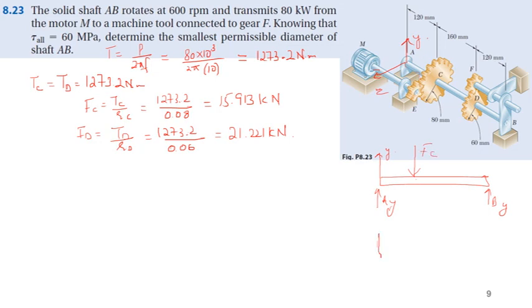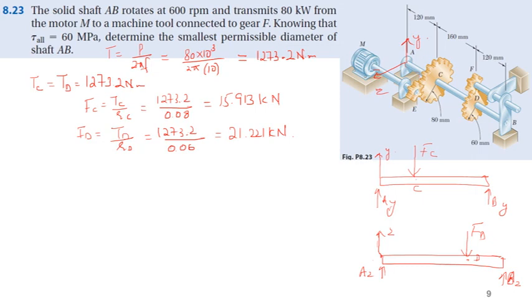Now, this is my z-axis. If I draw it like this, we have reactions AZ, BZ, and at D we have a force, and that is FT. Okay, so we have to draw the bending moment diagram with respect to moment about Y and moment about Z, and the torque as well. Torque is simple. Throughout the section CD, the torque is the same, that is 1273.2 Newton meter.